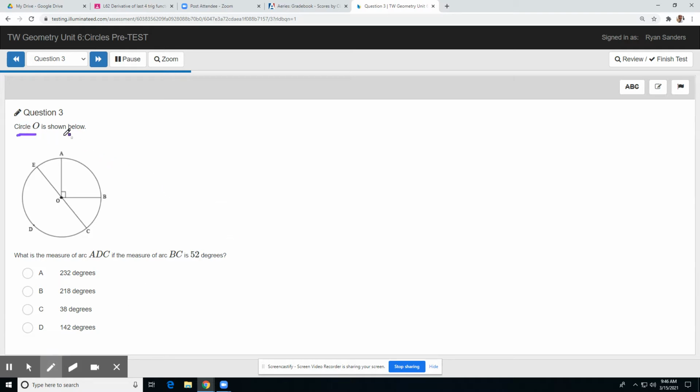Circle O is shown below. They're asking, what is the measure of arc ADC? Okay, so we start at A, and it's an arc, go around, go to D, and finish with C. So what is this measure right here? That's what they're asking. What's that measure? If the measure of arc BC is 52, so let's start changing colors. So BC arc, this arc right here is 52.